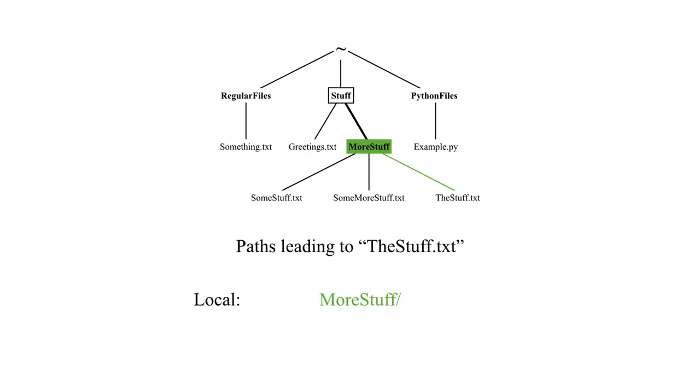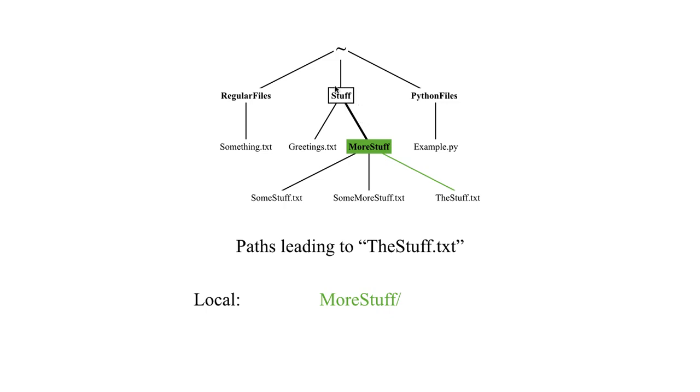So this is our starting point, and within stuff, we're going to see a directory called more stuff. So that'll be the first part of our file path. And you'll notice that when we start to write the local file path, we don't start with the directory that we're currently in. Since we're already in the stuff directory, it's already implied that we're starting at that location. So with the local file path, the first thing that we put at the beginning is the directory we want to go in from the current directory that we're in.